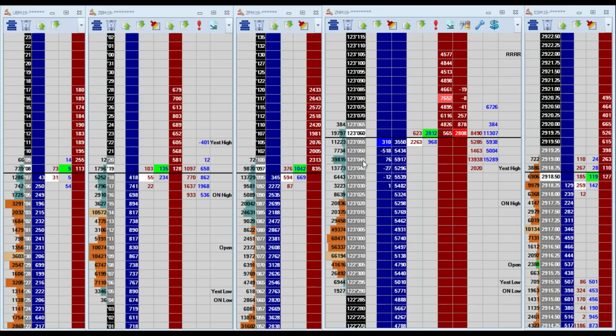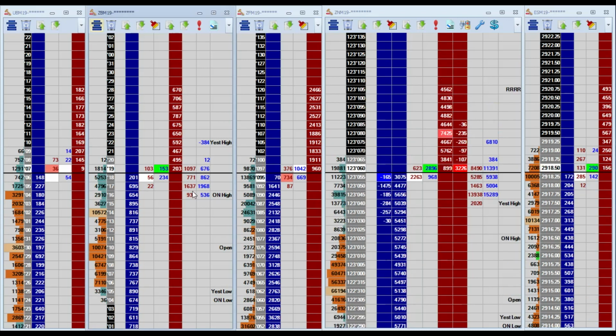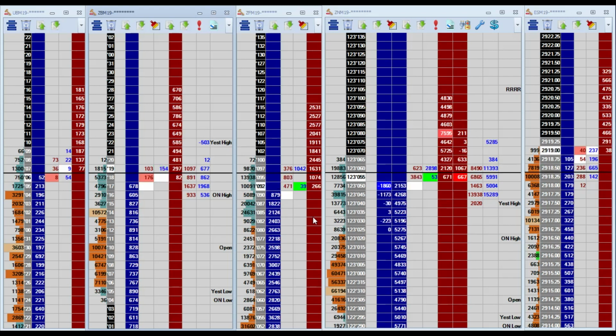I thought we had a little bit of a battle here at 04 half. They set up a decent little volume node, but they eventually just plowed right through that. It looks like they're trying to put up a little bit of a fight here at 06, setting up a little bit more of a volume node, but we'll kind of keep an eye on that as we're working our way through our morning process.